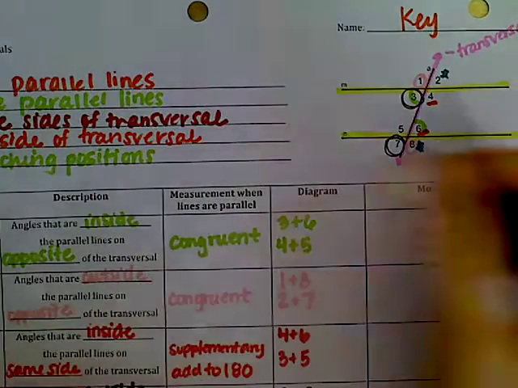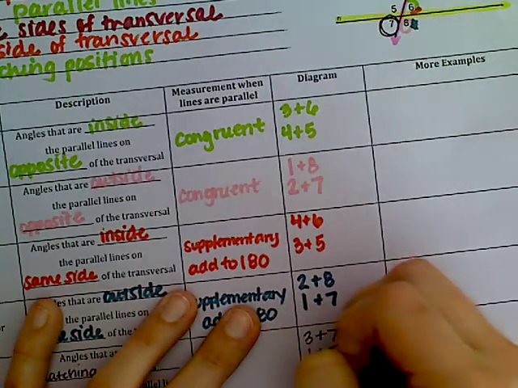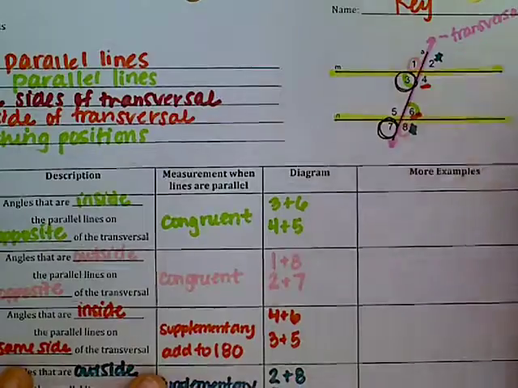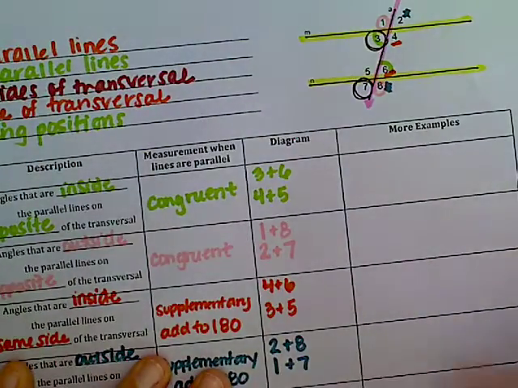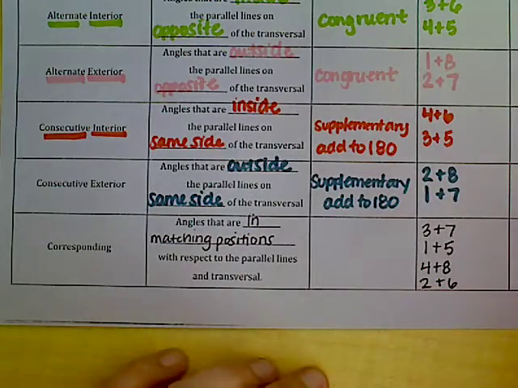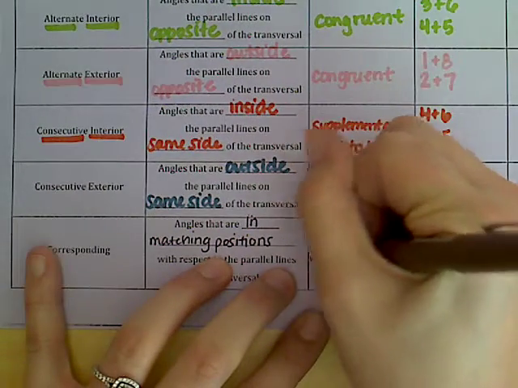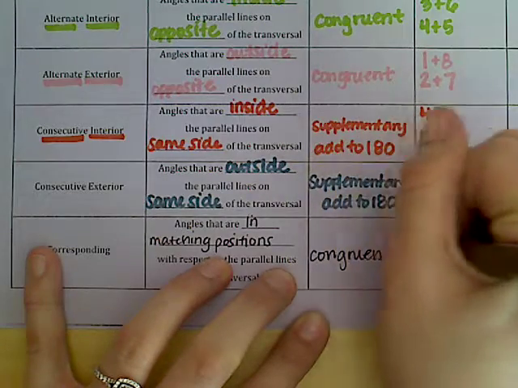If I continue around there, 4 and 8 are corresponding, they're in matching positions. And 2 and 6. Corresponding angles, since they are in matching positions and they sit right on top of each other, if I would move them around, they are congruent. You should be able to see that those are going to be the same.